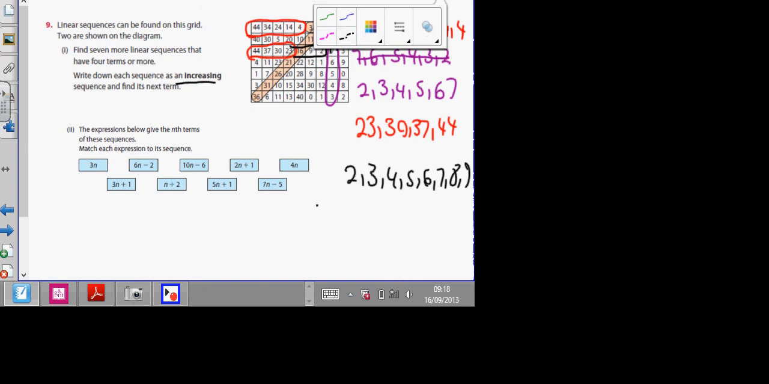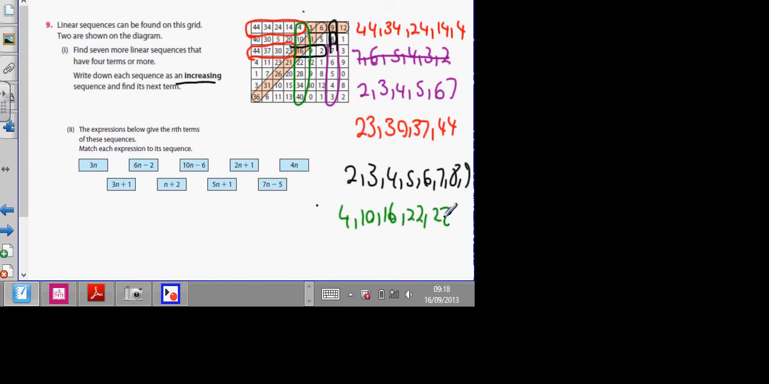Now what we can also see on these is the following. If you look at the green, we can see 4, sorry, what did you say again, Jack? 4, 10, 16, 22, 28, 34, 40, so that one there. So that's another one. Another one is this one here, 3, 5, 7 and 9. Does anybody else see anything else on the board?